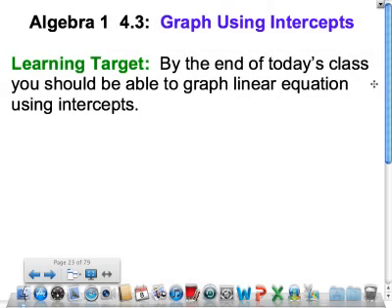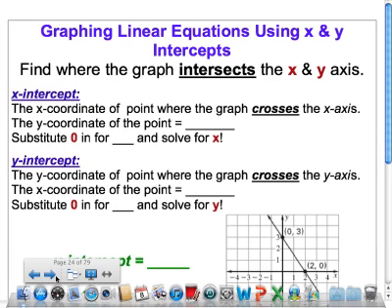Right, in section 4.3 here, we're going to look at graphing equations still, but we're going to look at graphing just using intercepts, which I think you'll find to be a very efficient process once you get the hang of it. So first of all, when we graph linear equations using x and y intercepts, the first thing we have to do is find where the graph intersects the x and y axis.